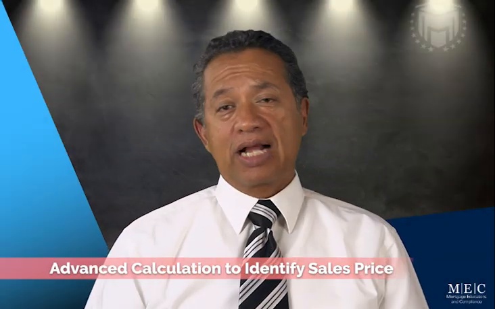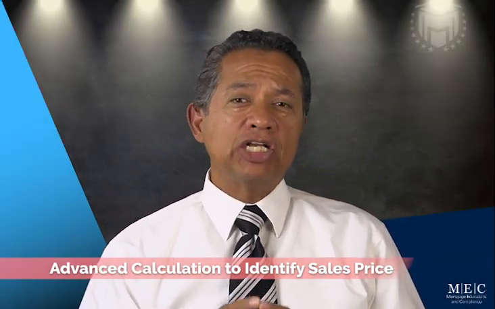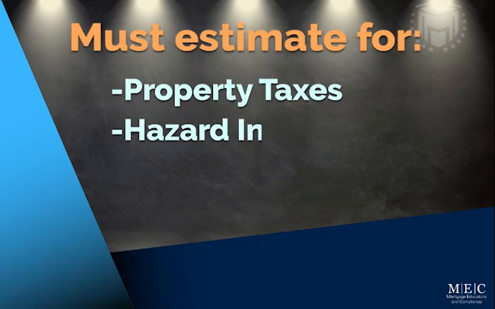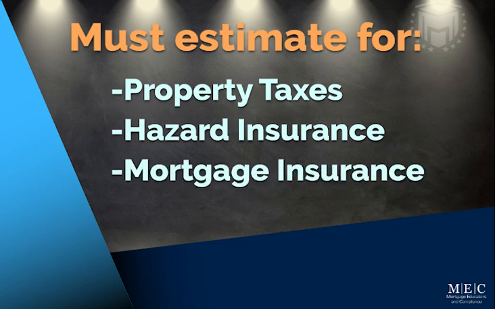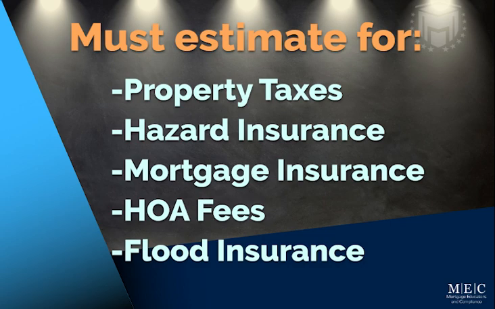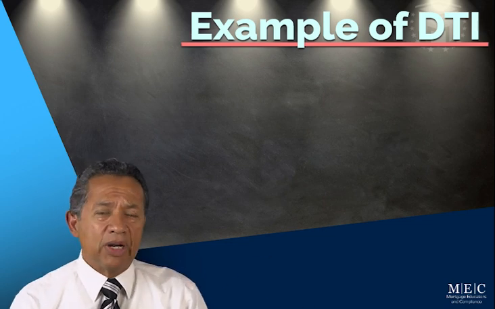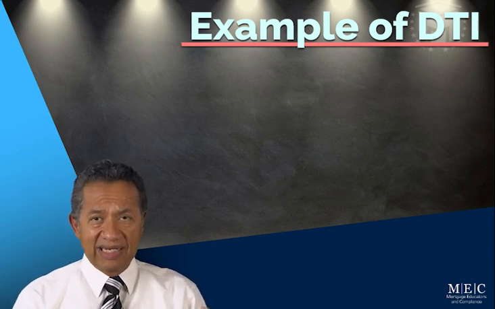When you're looking at that maximum house payment, it is not just principal and interest. You need to also estimate for property taxes, hazard or fire insurance, mortgage insurance, homeowner association fees, flood insurance, and any other kinds of expenses. So on a DTI, let's just take Maricopa County and Phoenix, Arizona as an example.